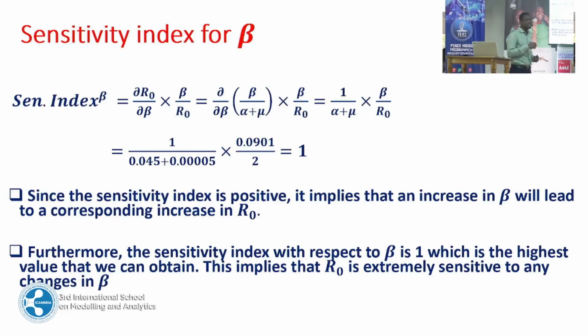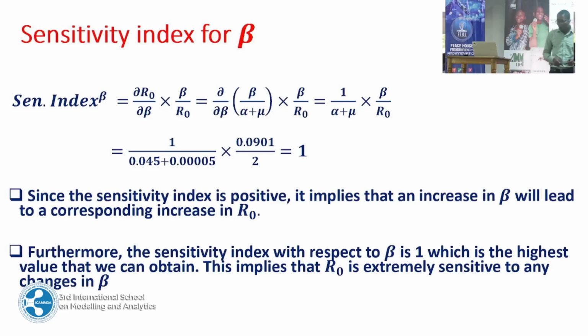Now, how do you interpret that? Firstly, you observe that the sensitivity index is positive. Is it true? It's positive, plus 1. So what does positive mean? What does it mean when our SI is positive? We mentioned it earlier. As that parameter increases, the model output, in this case our R naught, also increases. There's a positive correlation there. So it implies that an increase in beta, the transmission rate, will lead to a corresponding increase in R naught.